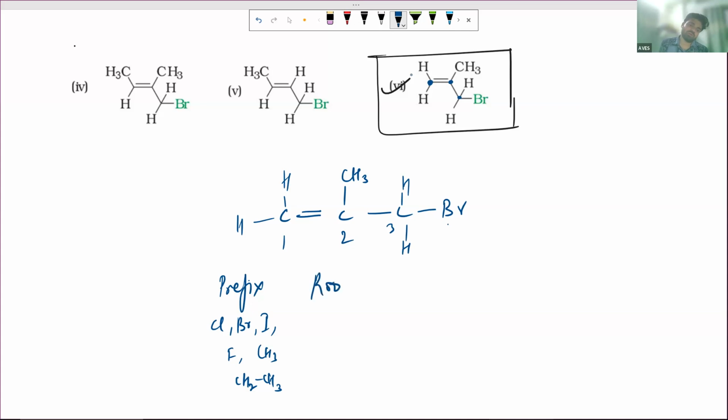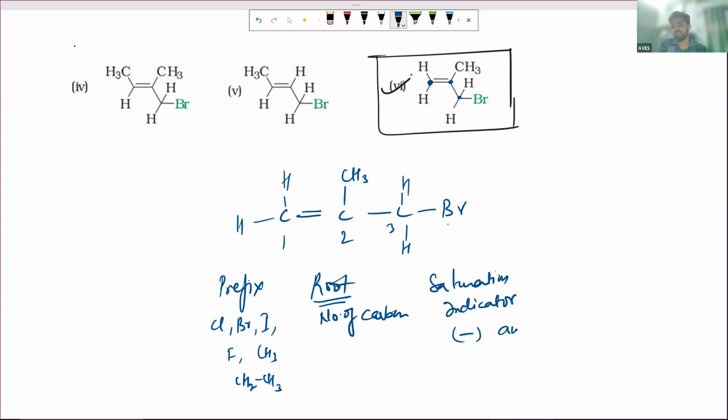Then we have the root word. Root word indicates the number of carbons. Then we have the saturation indicator: single bond between carbon atoms is ane, double bond between carbon atoms is ene, triple bond between carbon atoms is yne. And then last is the suffix, which is the functional group, which we are going to discuss.